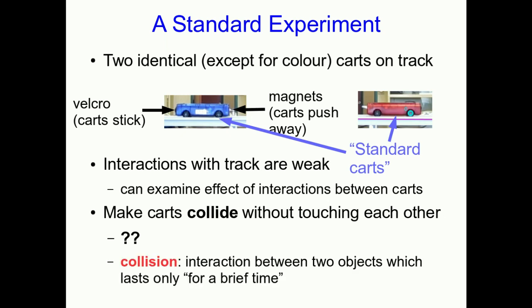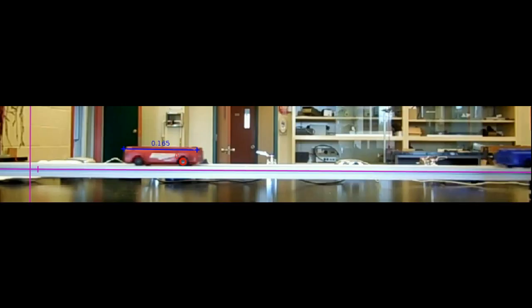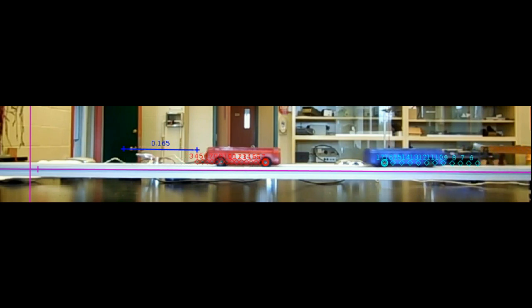Well, physicists use the word collision a little differently from everyday people. What a physicist means when they say collision is an interaction between two objects which lasts only for a brief time. And so when two carts come close to each other and interact magnetically and push each other away, that counts as a collision. So here is one example of the sort of collision we'll look at, where you see the two carts, in this case, moving towards each other. And if you look closely, you can perhaps tell that they didn't actually touch during that collision. So we will look at many examples similar to that in the next lecture.